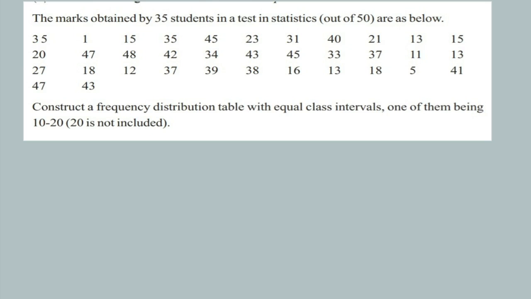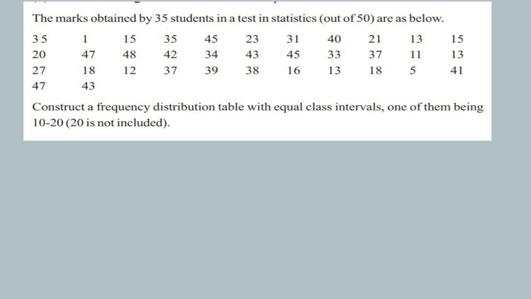Look at this problem. The marks obtained by 35 students in a test in statistics out of 50 are given below. So out of 50 marks, these are the 35 students' marks. For example, the first student 35, the second student 1 mark, and the third student 15 marks, like that. Construct a frequency distribution table with equal class intervals, one of them being 10 to 20.